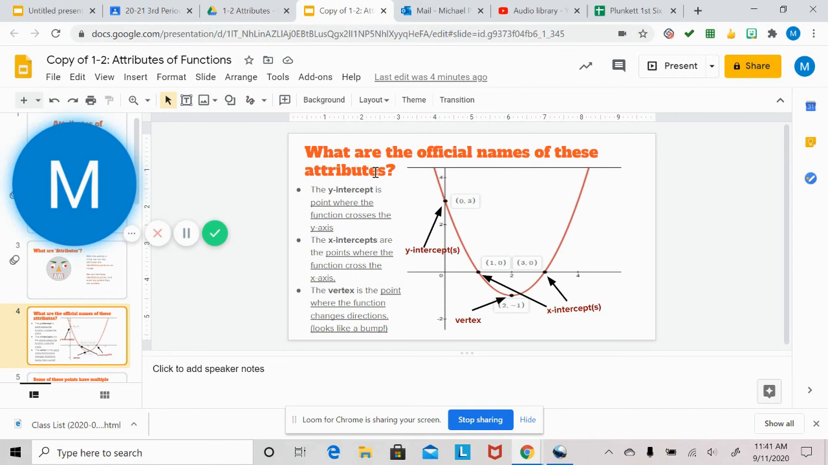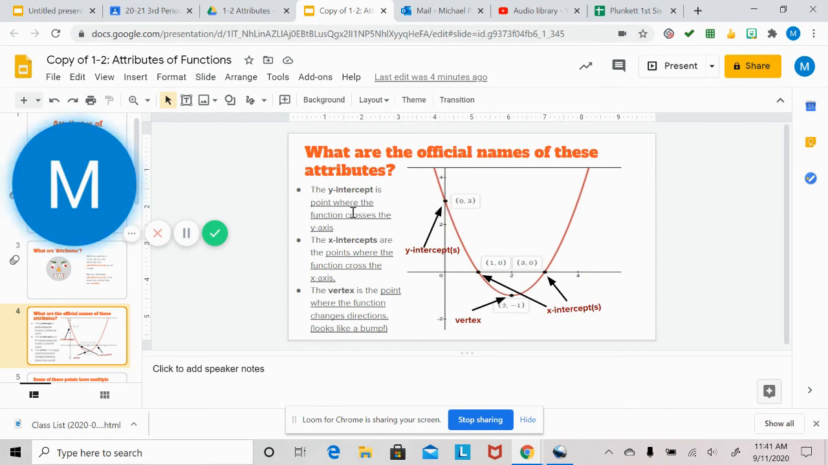So now we're going to talk about attributes in the math sense. These are identifiable points that we look for in all different types of graphs. The first two are the x and y intercept. They're very, very similar. The only difference is where they cross. And hopefully when you hear the word intercept, you think of crossing paths or crossing over, because that's exactly what's happening here.